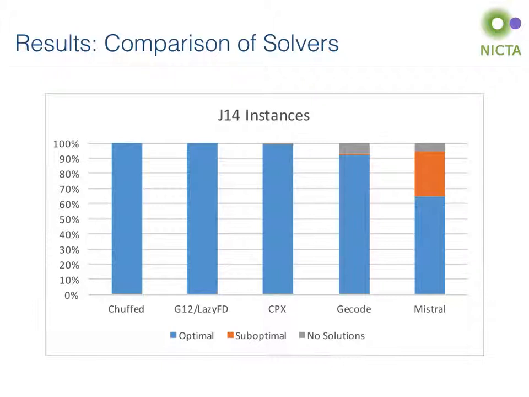In this graph, blue represents the proportion of instances solved to optimality, orange represents the proportion for which solutions were found but were not necessarily the best solutions, and the grey is for the proportion for which no solutions were found at all.